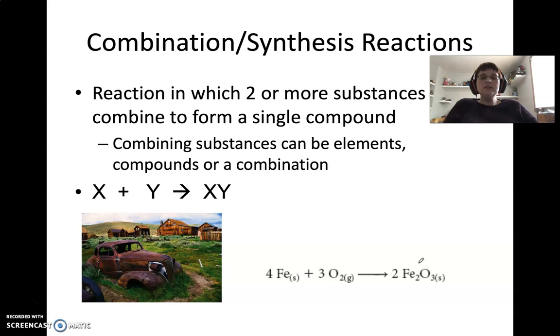So we represent this as a general equation. X plus Y gets you XY. So this is how you know it's a combination or synthesis reaction, because you're taking parts, 2 different parts or 3 different parts, and they all combine together into one item on the product side. You won't get multiple parts, you get one product on the product side.